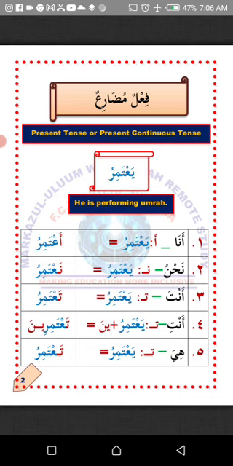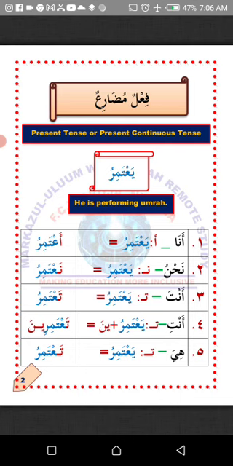Wahid, number one. Ana, I. So how do we change the verb ya'tamiru to suit ana? All you need to do is to detach ya'un and attach alifun. So the verb ya'tamir will now become a'tamir, which means I am performing umrah.